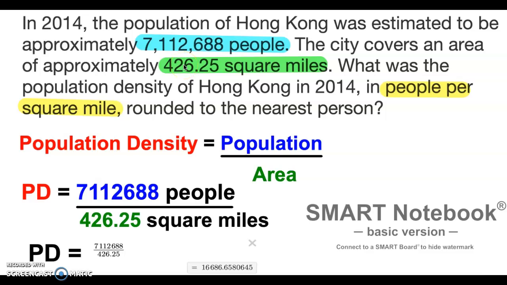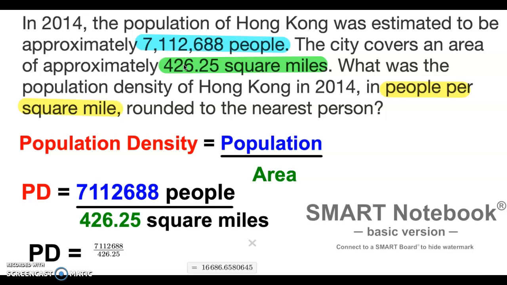Alright, in this video we're going to go over population density. So this problem says in 2014, the population of Hong Kong was estimated to be approximately 7,112,688 people. The city covers an area of approximately 426.25 square miles. So there, right away, we're given two important pieces of information. We're given the population of Hong Kong in 2014 and the amount of area the city covers.